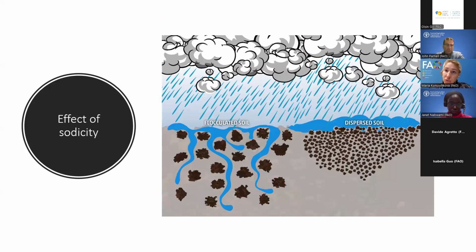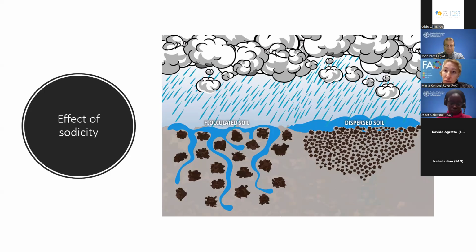Another condition is called sodicity, which we can observe in sodic soils, which is a bit different from salinity and managed differently from saline soils. Here we observe reduced water infiltration and increased waterlogging. And this is caused by the effect of the dispersion of soil particles. So when we have many particles which have adsorbed sodium, we have the soil dispersed. So this is what we can see here.